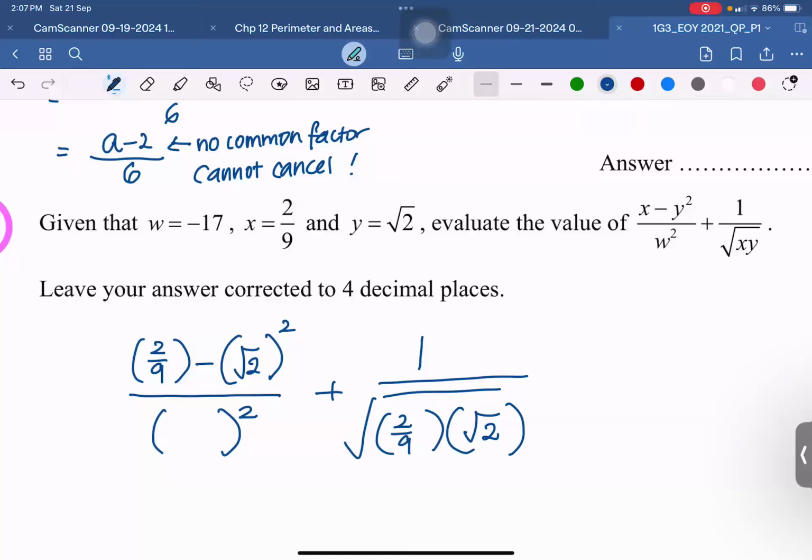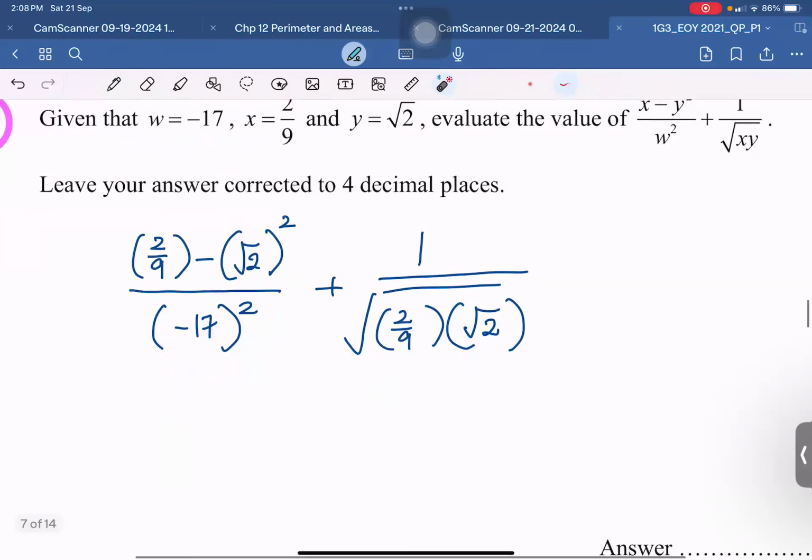Notice this square root 2 is inside another square root. Then w is a negative number, negative 17, whole thing squared. Make sure your bracket squared. If you just write negative 17 squared, the calculator will give you a negative value, which is wrong. You have to put the bracket, whole thing squared. Then you can get the correct answer.